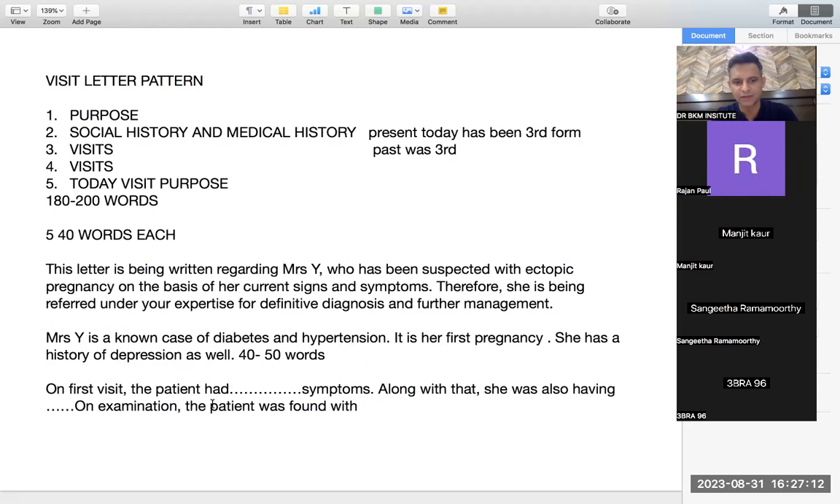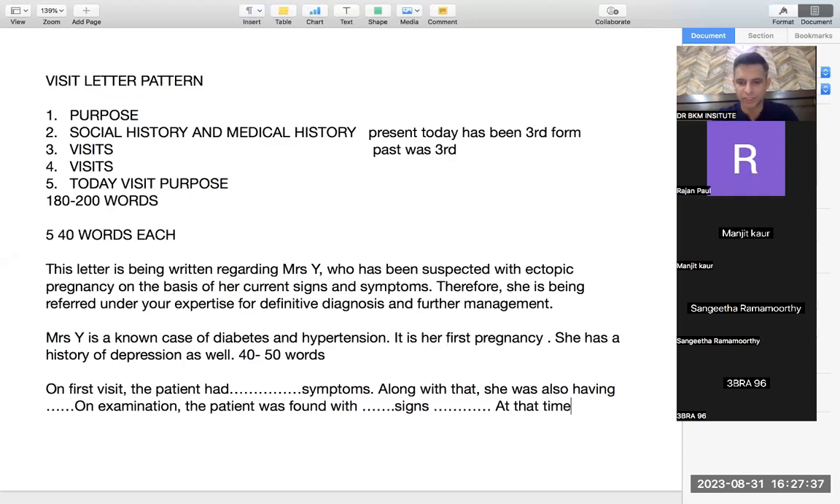So on examination, was plus third form, the patient was found with whatever the signs. Because it is a passive voice, the patient was found by us. The patient was found with this and this problem. Then full stop. Then you have symptoms, you have signs. Then you will say at that time. At that time means on that day.